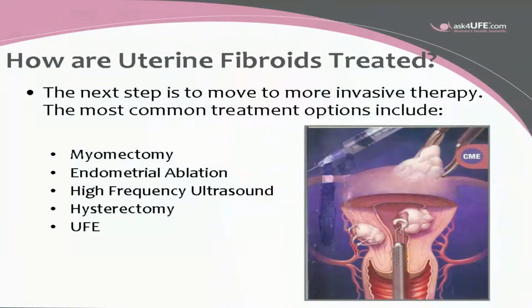If the drug therapies don't work, the next line is a more invasive modality. I'm going to talk about a few different modalities: myomectomy, endometrial ablation, high-intensity focused ultrasound, hysterectomy, and uterine fibroid embolization or uterine artery embolization.